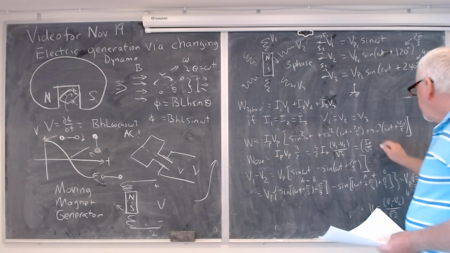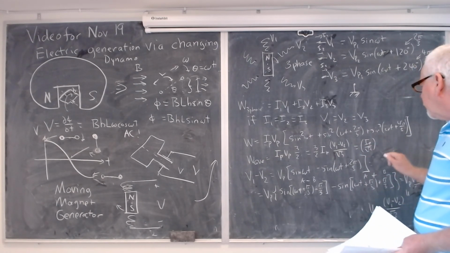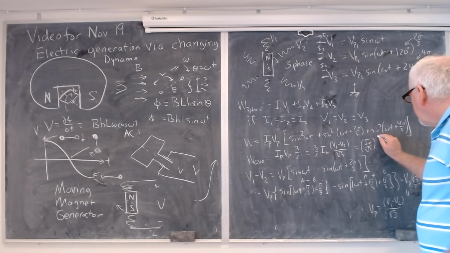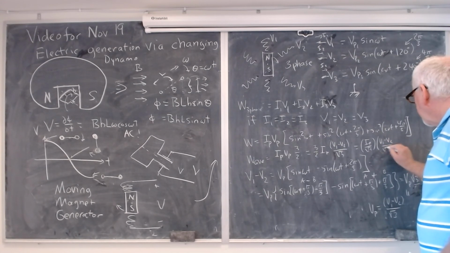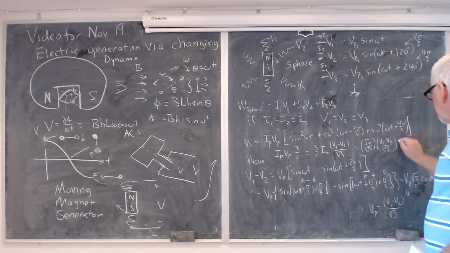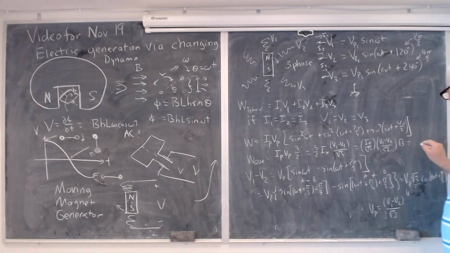So I can write that as IP over root 2 times V1 minus V2 over root 2, because root 2 times root 2 is 2, times root 3. So it's equal to root 3 I RMS V12 RMS.